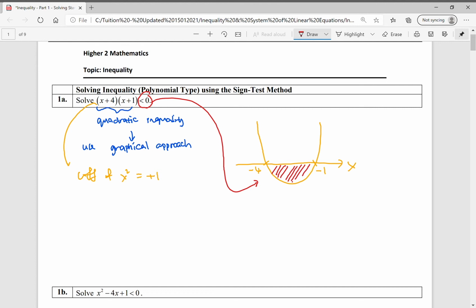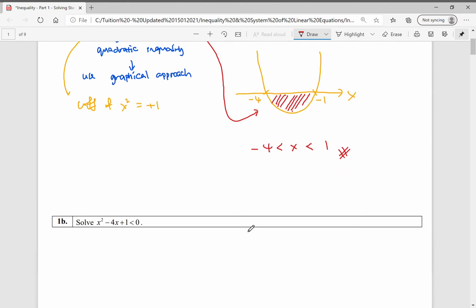So from here I can now write down the solution for this inequality, x being between -4 and 1. So that's it, done already, completed. So we're going to move on to the next question already.